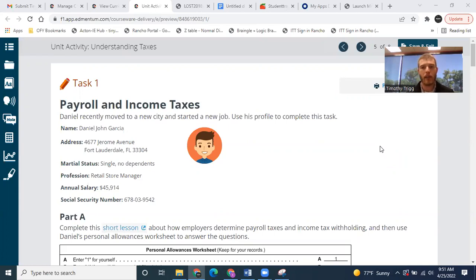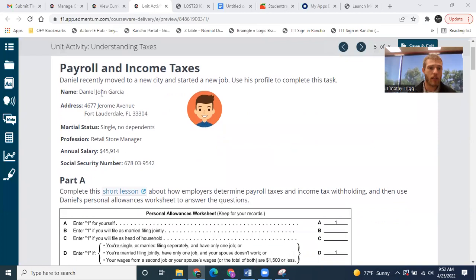It has to do with payroll and income tax, but it also has to do with other taxes in general. So we're going to go over sales tax. We're going to go over capital gains tax. But if you're here, join me on page 5 on this activity, and you should see this information here.